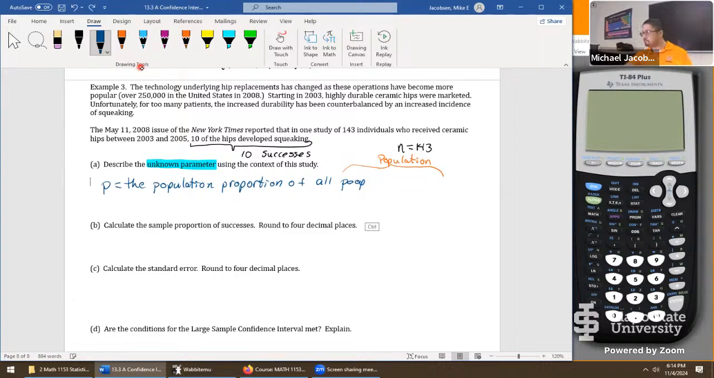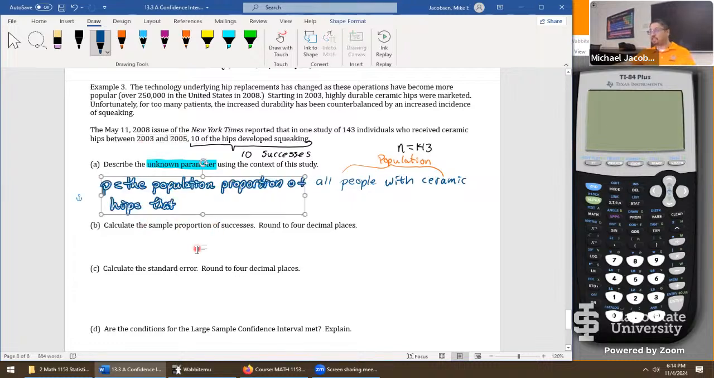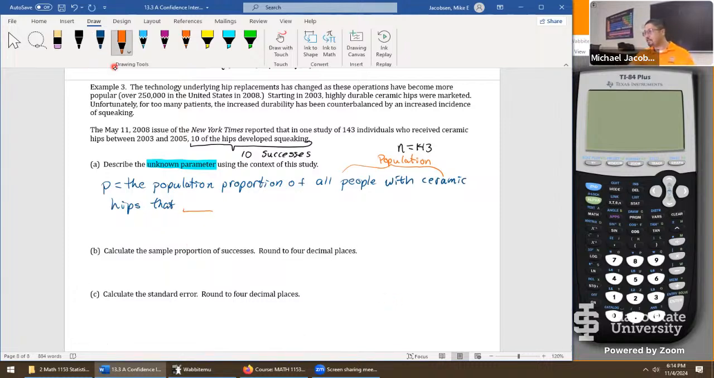people with ceramic hips. Right. I think on this one, I'm leaving that part off, but no harm putting it in as well. I'll let the context of this problem convey those hips specifically. So P is the population proportion of all people with ceramic hips. This is referring to the success. What would you all put on this last part? Squeaks. That squeaks, exactly. So all people that have hips that, you could say develop squeaking, but let's just say that squeaks.